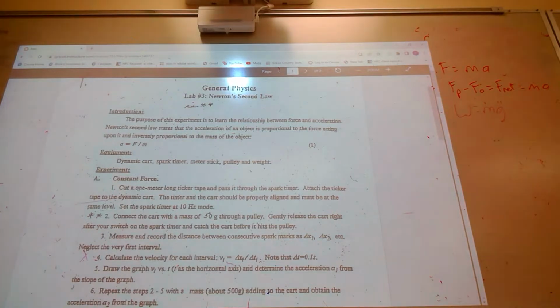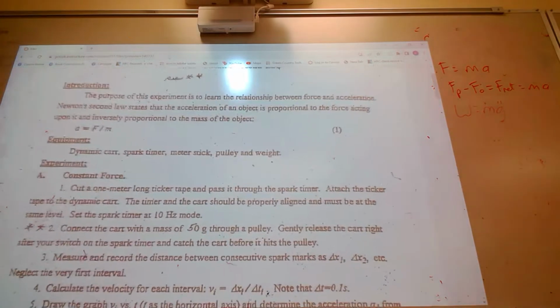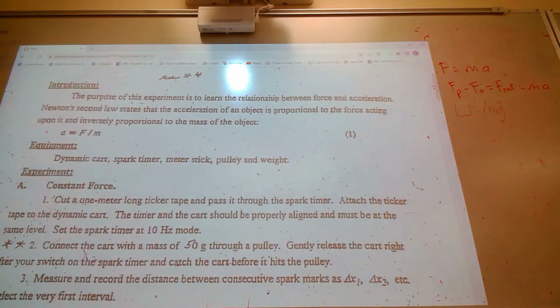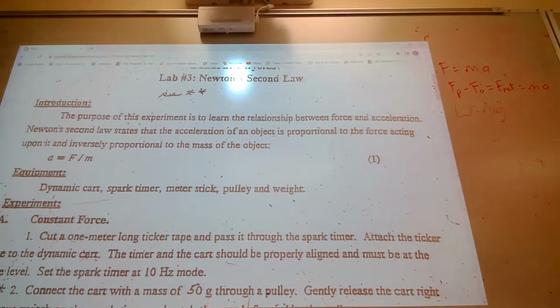Okay, Abigail, please. The purpose of this experiment is to learn the relationship between force and acceleration. Newton's second law states that the acceleration of an object is proportional to the force acting upon it and inversely proportional to the mass of the object. A equals F over M. Equipment is dynamic cart, spark timer, meter stick, pulley, and weight.